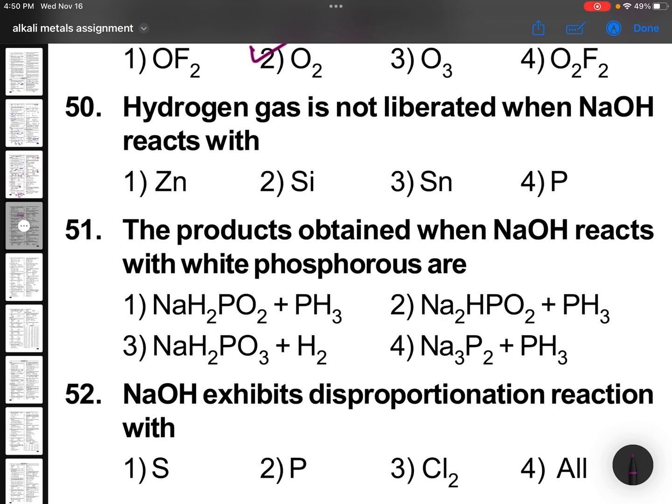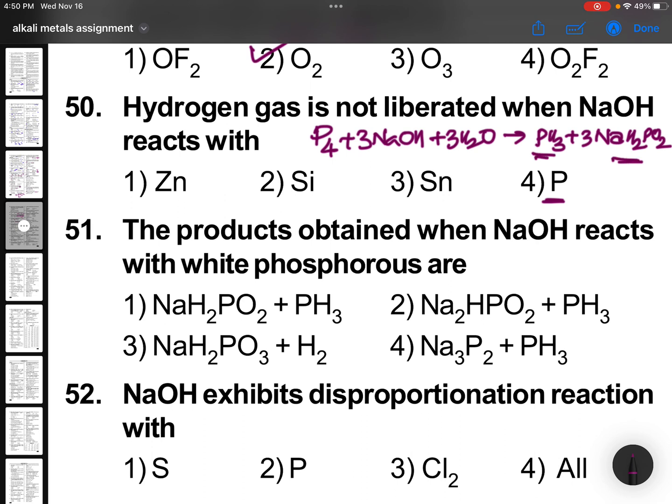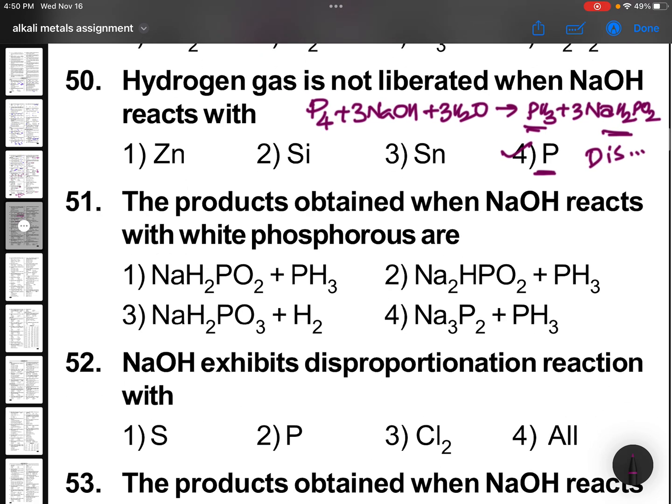Hydrogen gas is not liberated when NaOH reacts with phosphorus. P4 plus 3 NaOH plus 3 H2O forms PH3 plus 3 NaH2PO2. Here there is no hydrogen gas. Disproportionation reaction example, you can remember for a long time.